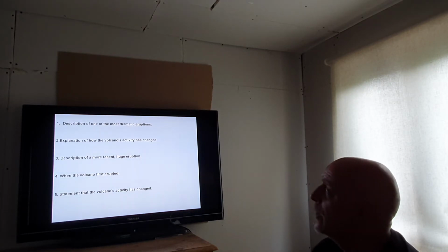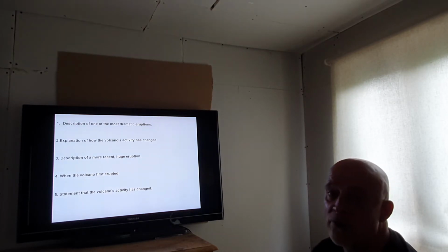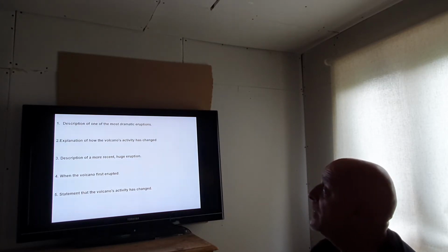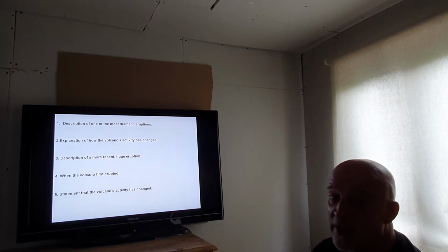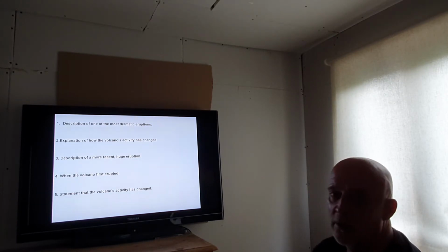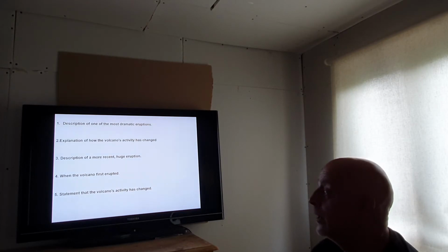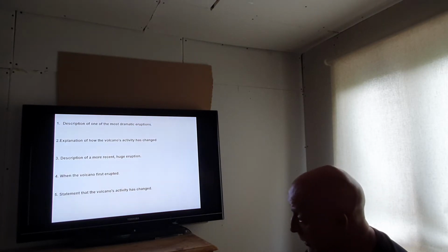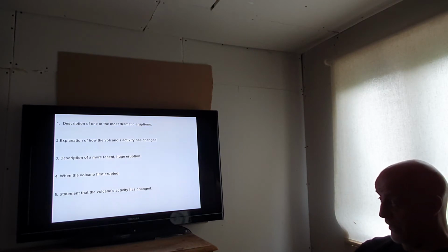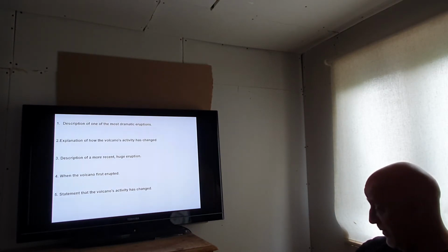So one of those paragraphs gives a description of one of the most dramatic eruptions. One of those paragraphs explains how the volcano's activity has changed. Another one describes a more recent, huge eruption. The fourth option is when the volcano first erupted. One of the paragraphs tells you about that, and one of the paragraphs gives you a statement that the volcano's activity has changed. So it's just a statement.